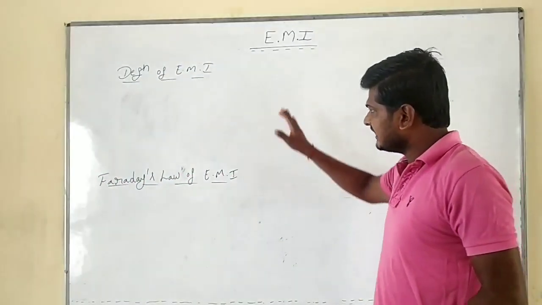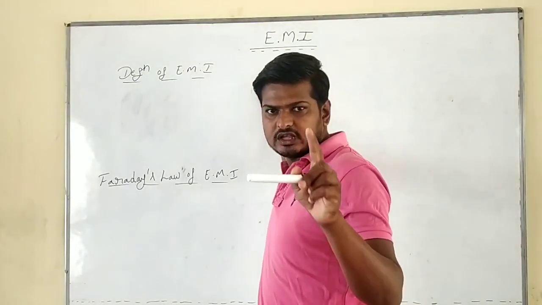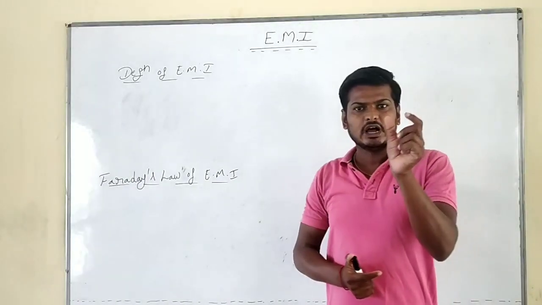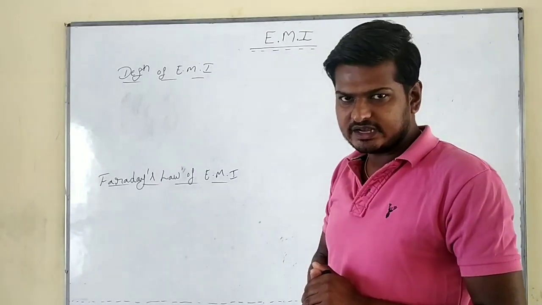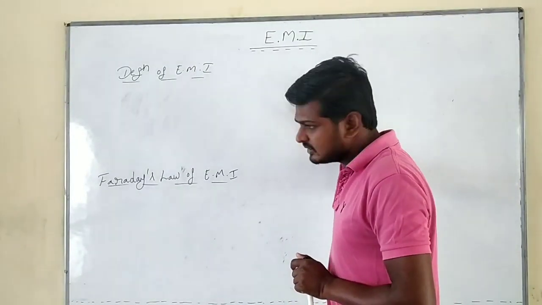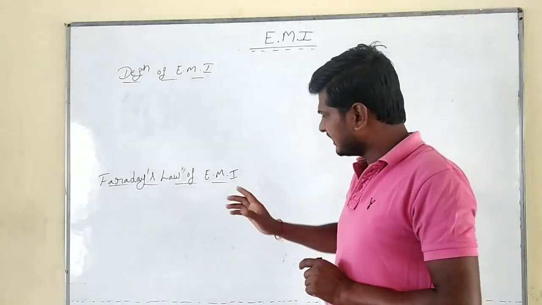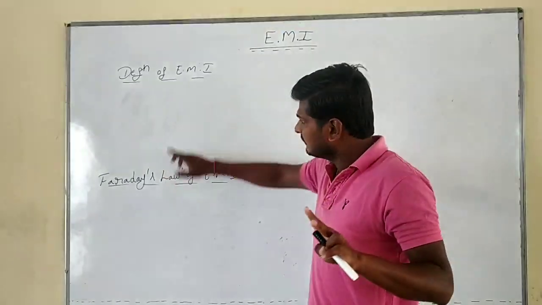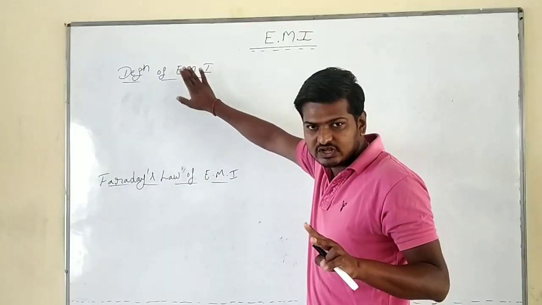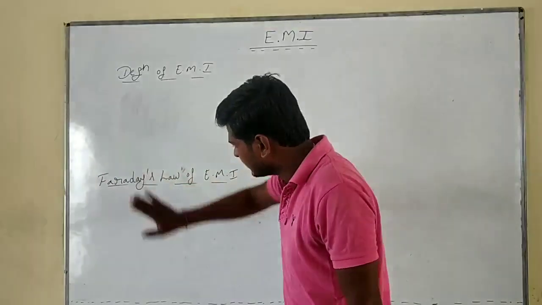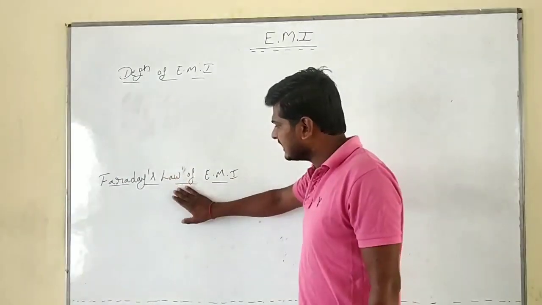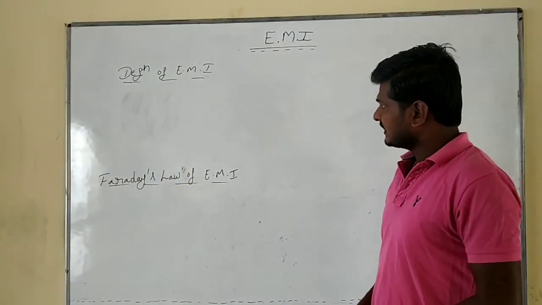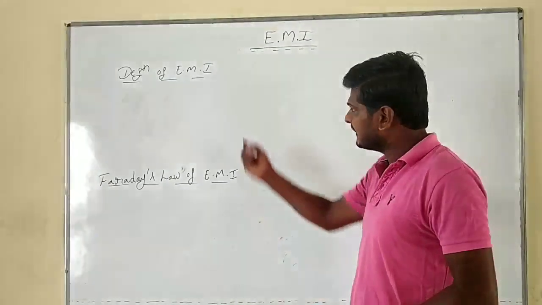See, in the last class I already explained three experiments. One is the coil magnet experiment, another is the coil experiment, and the third one is the coil by varying current experiment. Based on those experiments, Michael Faraday gave a statement, which we are going to call Faraday's laws of electromagnetic induction. Actually, he gave two laws. The first law we call the definition of electromagnetic induction, and the second law we call Faraday's law of electromagnetic induction. Now, first we come to the definition of electromagnetic induction or Faraday's first law.